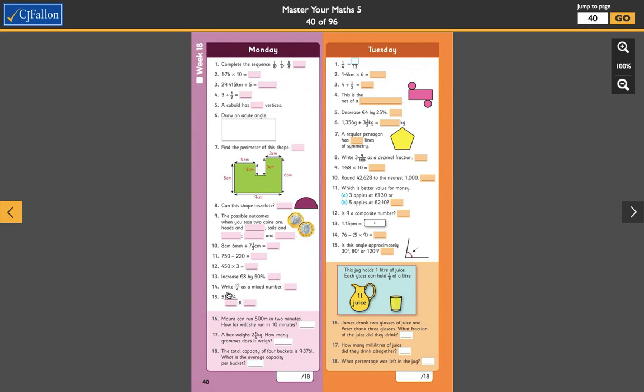Number 14, write 19 over 4 as a mixed fraction, a mixed number. So you're going to divide 4 into 19 and see how many times it goes. Again, keep your tables book open if you want to see the 4 times tables. 4 into 19, how many times does it go? That's your whole number. And then any remainder left over becomes your fraction and it goes over 4.